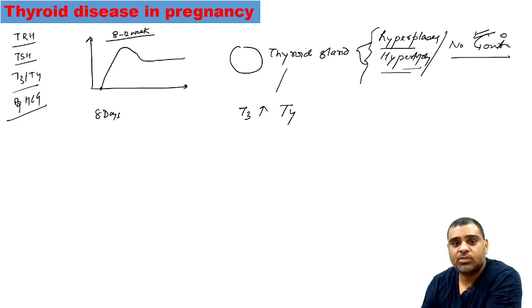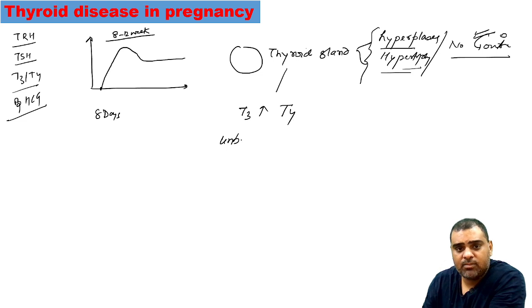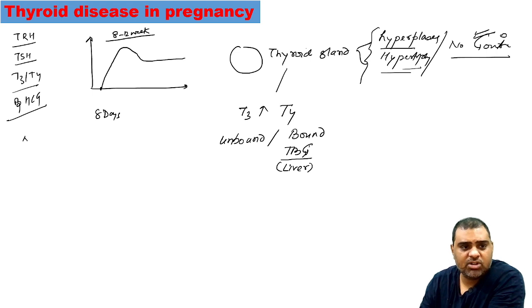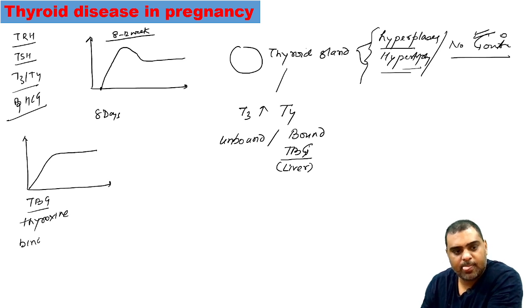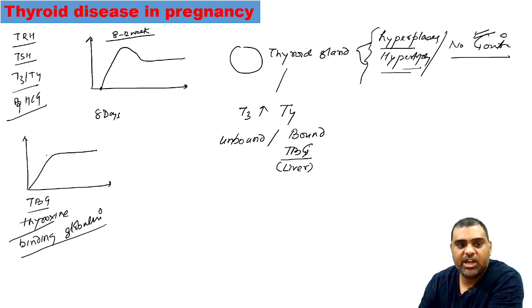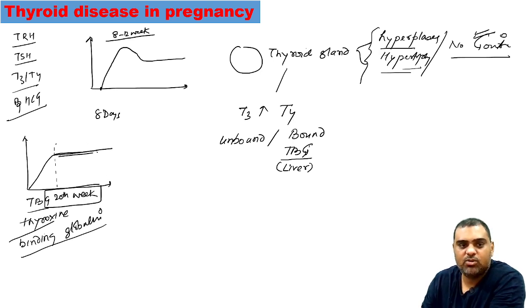Just be with me. Now T3 and T4 are in the unbound form, and second, they are bound with thyroxine binding globulin, which is secreted by the liver. Let's see what thyroxine binding globulin does. Thyroxine binding globulin increases and becomes maximum at the 20th week, and then it becomes constant.